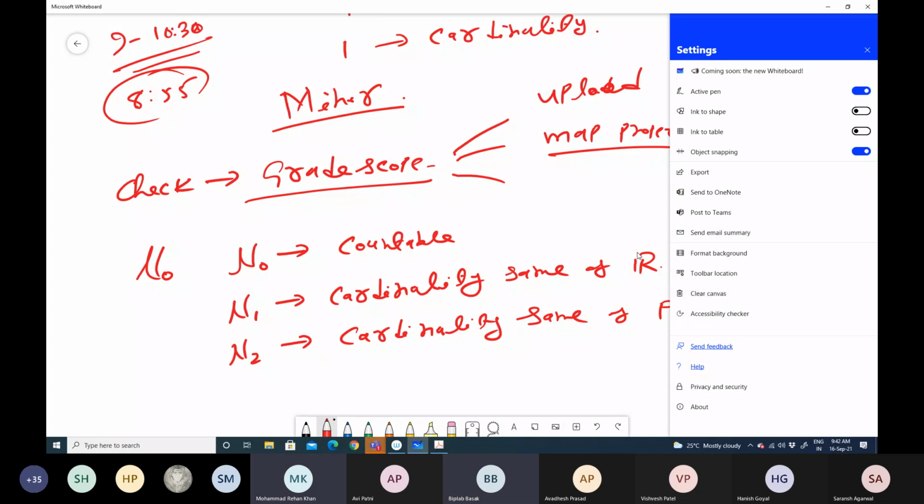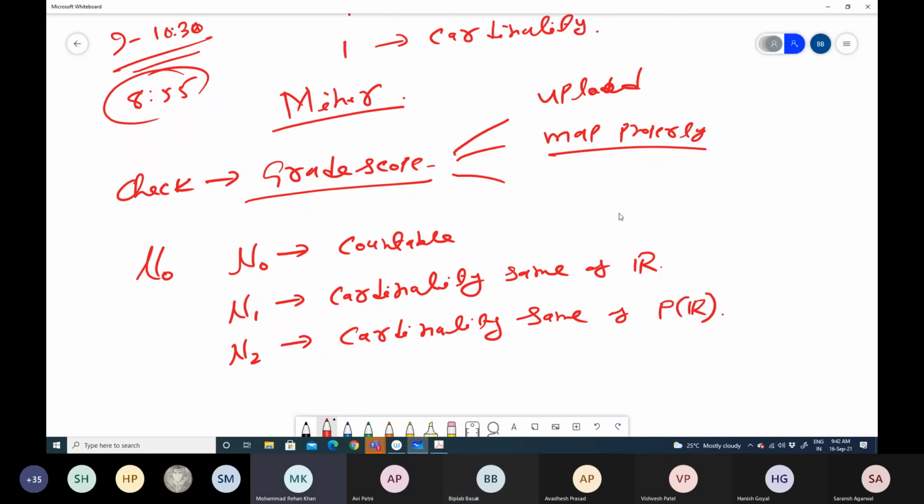Sir, one doubt: is it true that the cardinality of a countable set and its finite Cartesian product are the same? I'm sorry, the cardinality is the same. I did not get your question. Finite Cartesian product of a countable set and the countable set itself, are their cardinalities equal? We have proved that, right? Yeah, in the class we proved that.